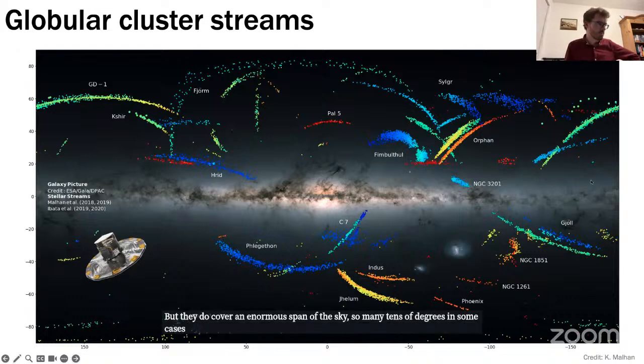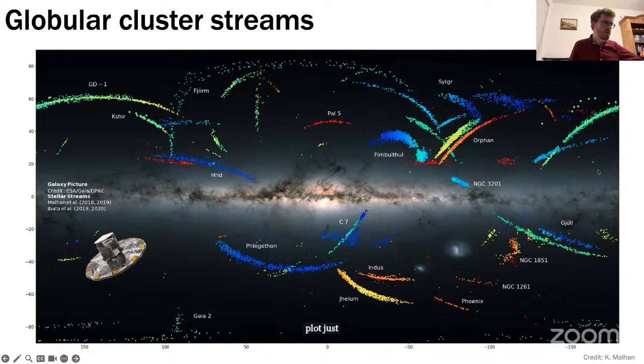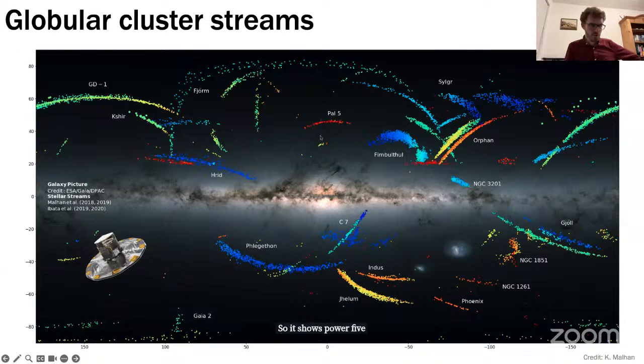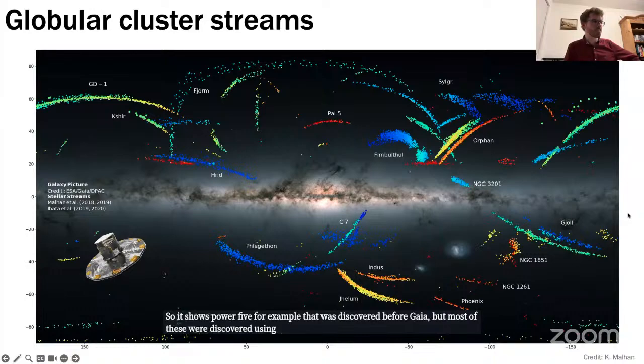And this plot just represents a handful of the stellar streams that have been discovered in the Milky Way by Gaia. So it shows Palomar 5, for example. That was discovered before Gaia, but most of these were discovered using Gaia data.